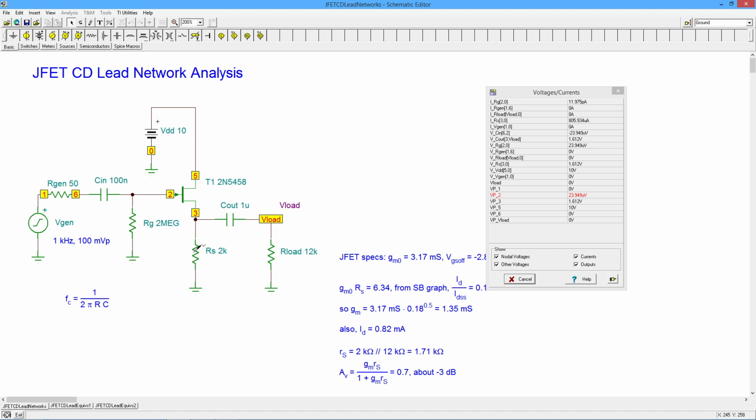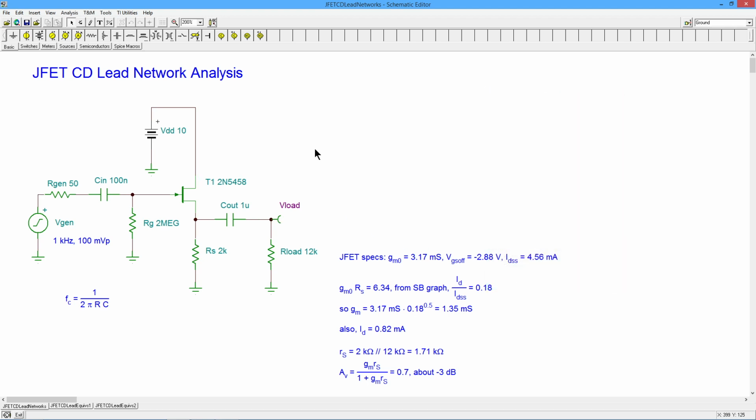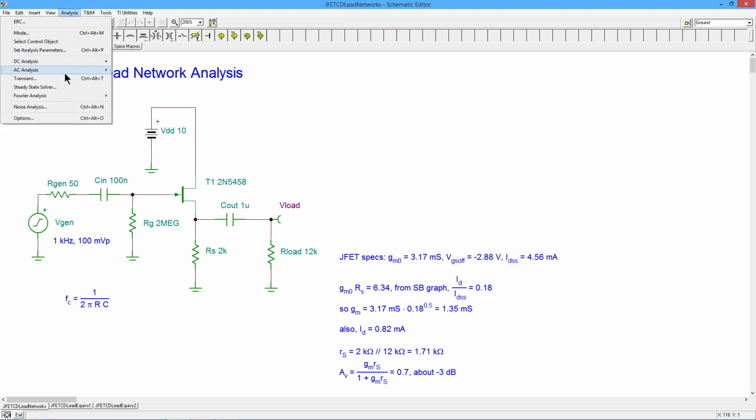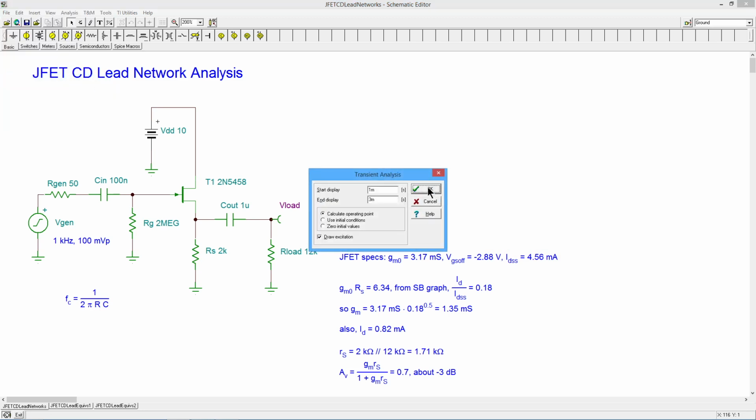Okay, looking good. What do we have on the source resistor? Well, about 1.6 volts. And, sure enough, there's a little over 800 microamps. So this approximation that I threw out there at about 0.8 of a mil, that's looking good. We can verify the AC performance, the mid-band performance. We could, for example, do a transient analysis.